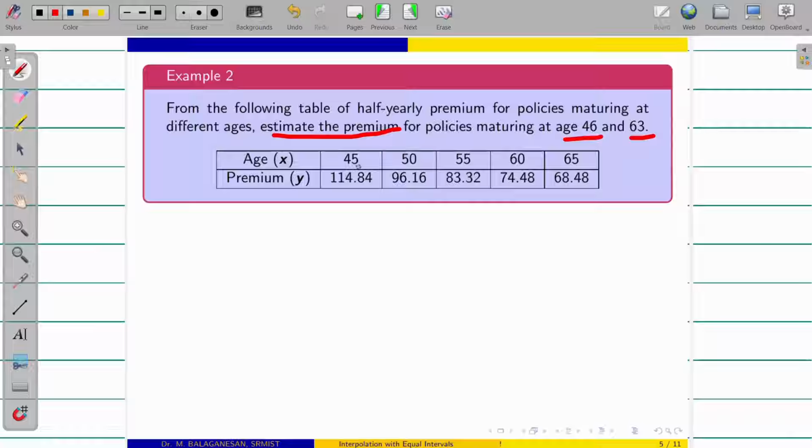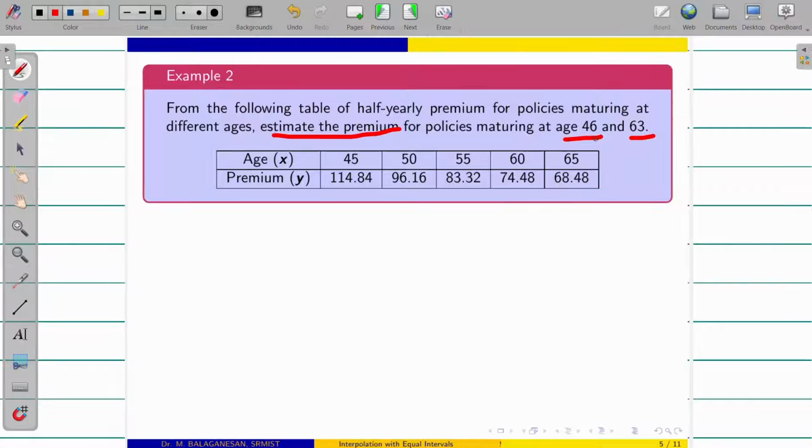In this topic, interpolation, we should identify whether it is equally spaced or unequally spaced. Equally spaced uses Newton's forward and Newton's backward. Unequally spaced uses Newton's divided difference formula. We have given a separate video for Newton's divided difference and Lagrange's; we can go through that. Here 45, 50, 55, 60, 65 are all equally spaced, so we can use Newton's forward and backward interpolation formula.